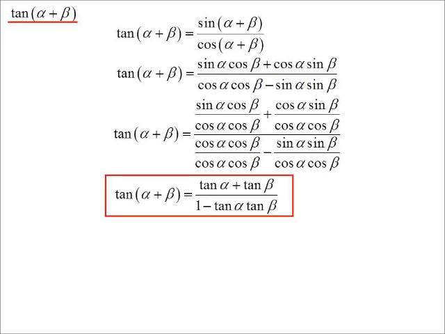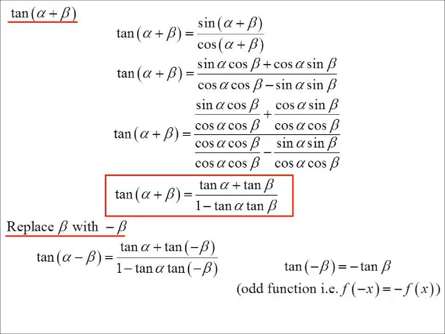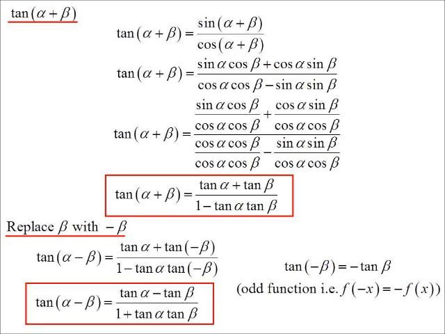Tan alpha plus tan beta over 1 minus tan alpha tan beta. Well, let's replace beta with minus beta on this one and see what happens. Now, is tan an odd or even function? Odd. So tan of minus beta is the minus of tan beta. Okay, so substitute that in, and there we get tan alpha minus tan beta over 1 plus tan alpha tan beta.